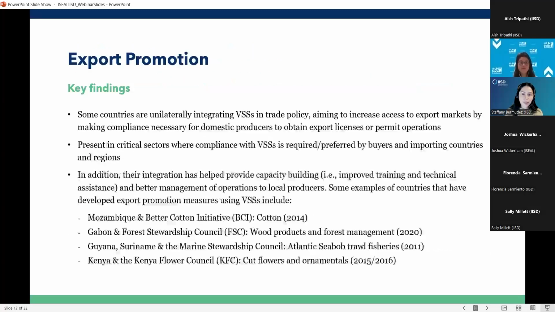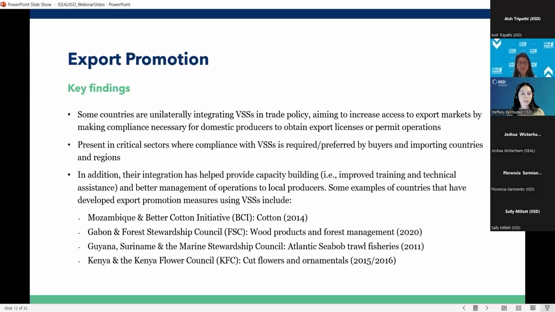Next slide, please. So as for export promotion, we see that countries are increasingly looking to access markets by making compliance with one or different voluntary sustainability standards necessary for producers and exporters, and in some cases compliance with specific standards is necessary to obtain export licenses or permit operations. Examples of these include Mozambique, which partnered with the Better Cotton Initiative to embed the standard's principles and criteria in national regulations to boost sustainable cotton exports.